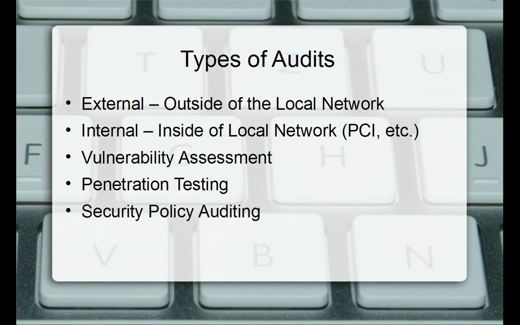So let's move forward. So the types of audits, we know there's an external, outside of the local area network audit. That's a WAN-to-WAN audit. There's an internal audit, of course, that means inside of the local area network. Sometimes you would do this for PCI compliancy and stuff like that. Then, of course, vulnerability assessment, penetration testing, and security policy auditing.